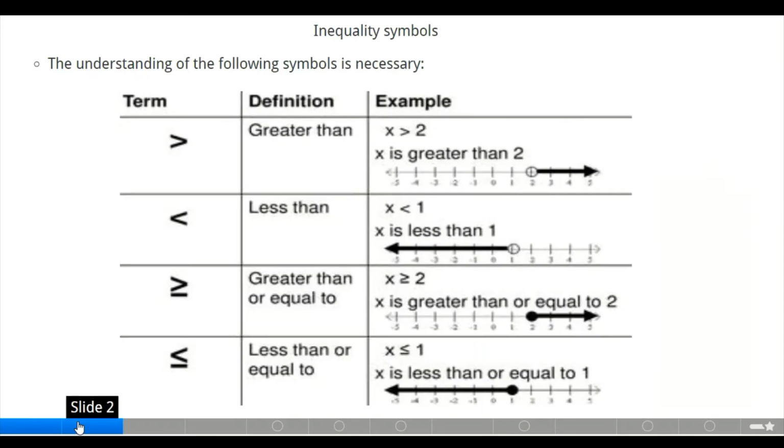Now, under inequality, we have some symbols that we take note of. Out of those symbols, we need to understand some of them. Like we have here, this sign is for greater than, and we have this to be for less than, we have this to be greater than or equal to, and we have this to be less than or equal to. We have seen the definitions there, and we have examples to illustrate what we have here.